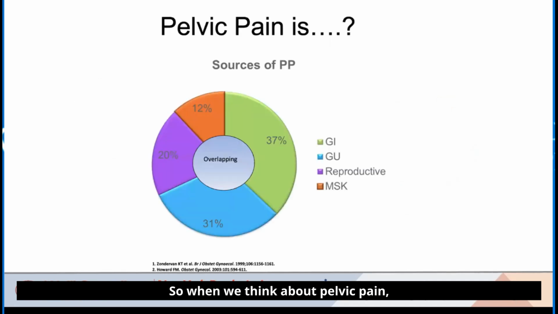When we think about pelvic pain and look at the sources of it, only about 12% are purely musculoskeletal in nature. So we'll see that there's a lot of overlap and a lot of reasons other than the musculoskeletal system for having pain in this region. That includes gastrointestinal issues, genitourinary issues, as well as gynecologic or reproductive issues. So there are a lot of different structures and a lot of different sources of pain. We'll talk about that a little further when I go over the different interventions that are possible for this.